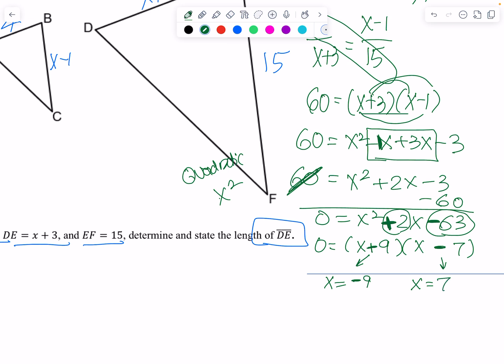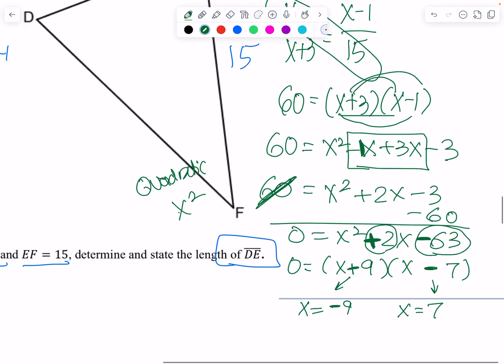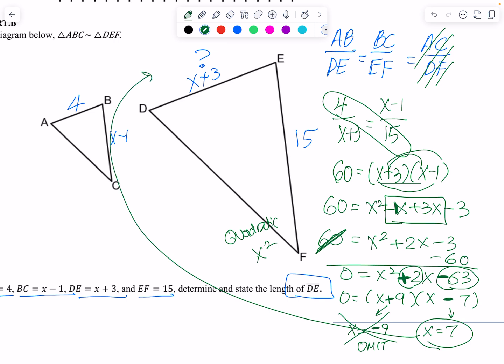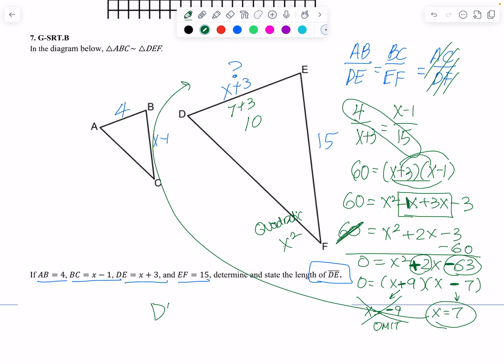Keep in mind, what was the purpose of the question? We're trying to find the length of DE, so we would never use a negative length. So we're going to use x equals 7 and go back to the problem. Remember, the problem says to find DE. DE is x plus 3, so we got to substitute 7 for x. And so 7 plus 3 is 10. So to answer this question, DE is 10 units long.